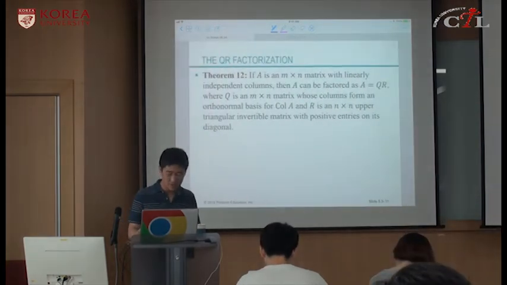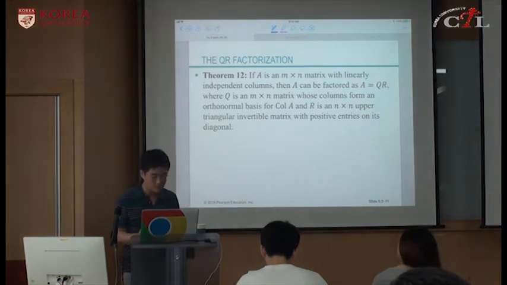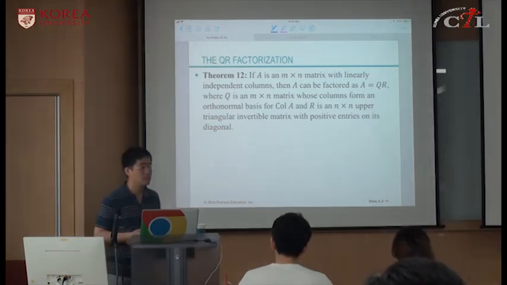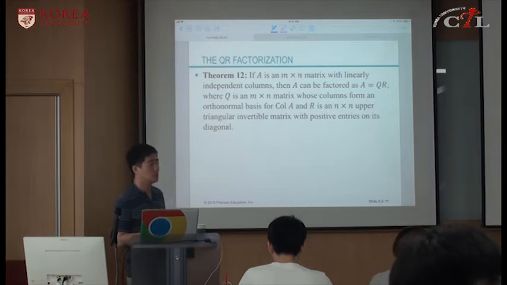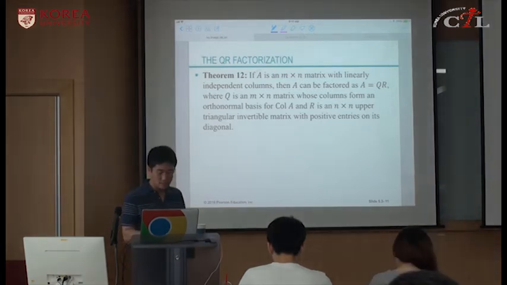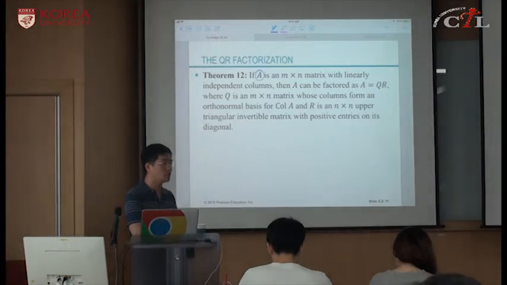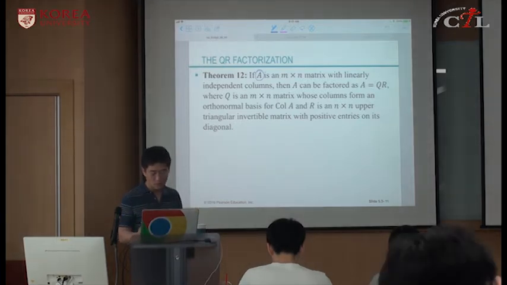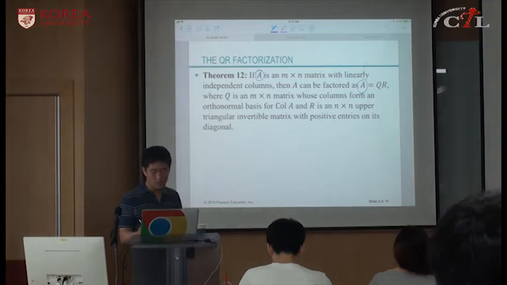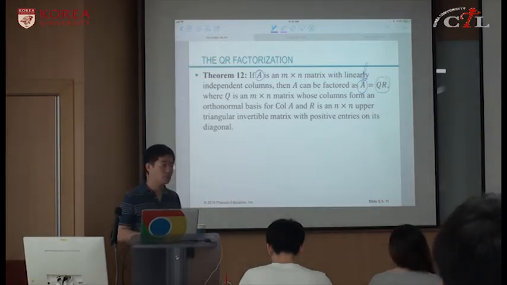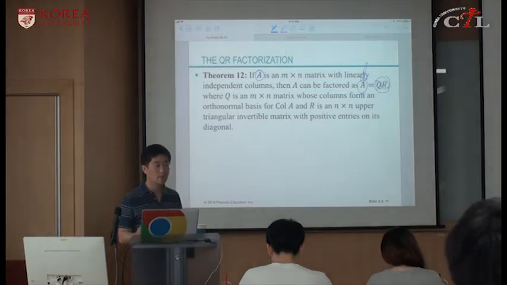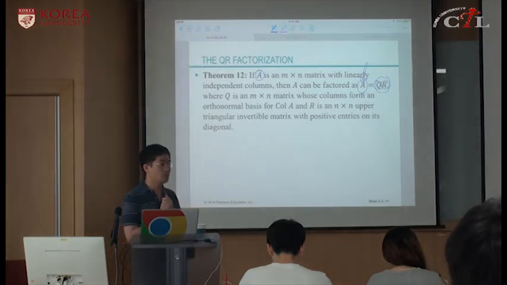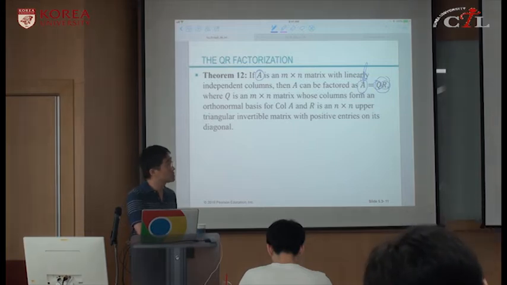And now let's look into the next half of this chapter, which is called the QR factorization. This is another form of matrix factorization or matrix decomposition. Given a single matrix, we want to represent it as a product of multiple matrices. So we want to decompose the given matrix A into the product of two matrices, Q and R, right? And then Q and R should have a specific shape, and also some specific conditions that we assume in this QR factorization.